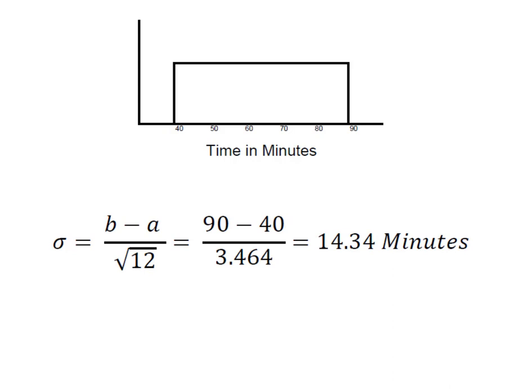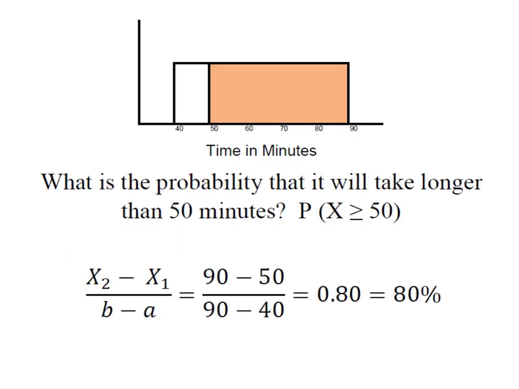While we're at it, we'll calculate the standard deviation of this distribution. And so we knew from an earlier video that the standard deviation of a uniform distribution is found by taking B minus A and dividing it by this square root of 12. Always the square root of 12 for this distribution. And so I have my B of 90 minutes minus my A of 40 minutes divided by that square root of 12. I carried it out 3 decimal places. And so what we know is the standard deviation is 14.34 minutes.